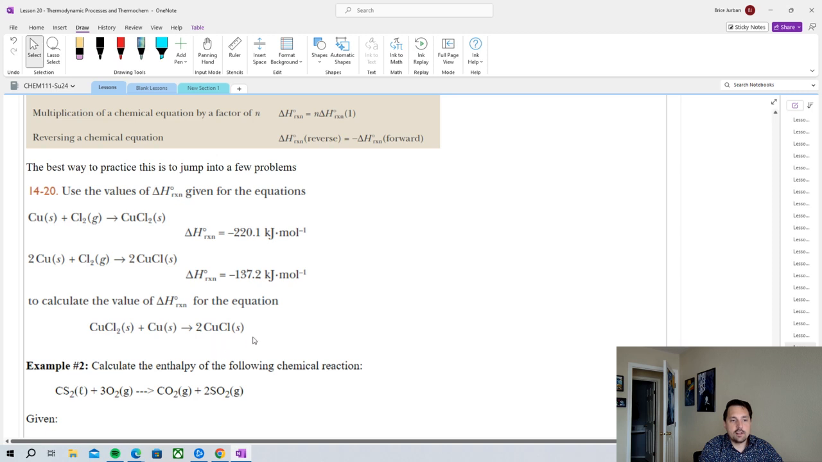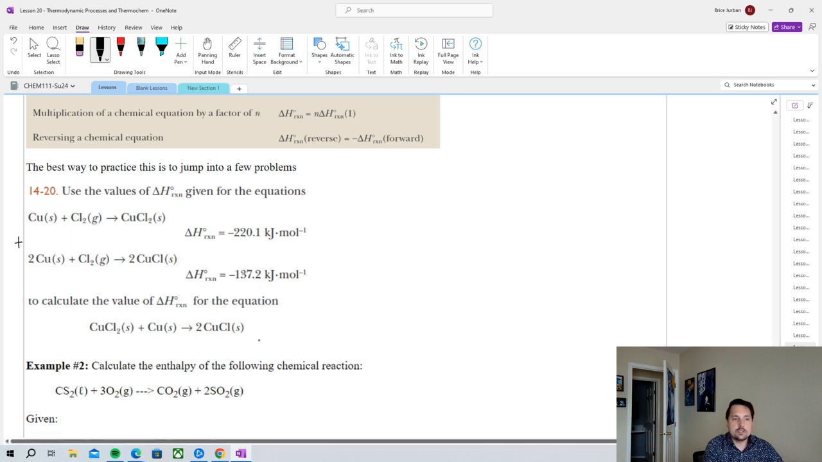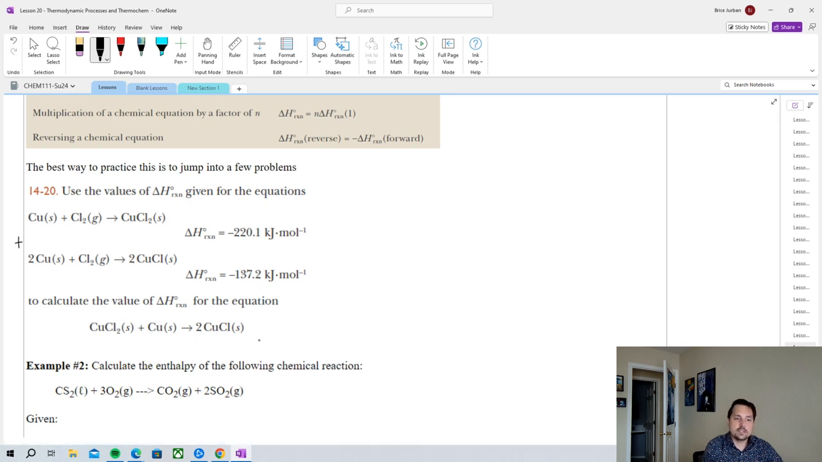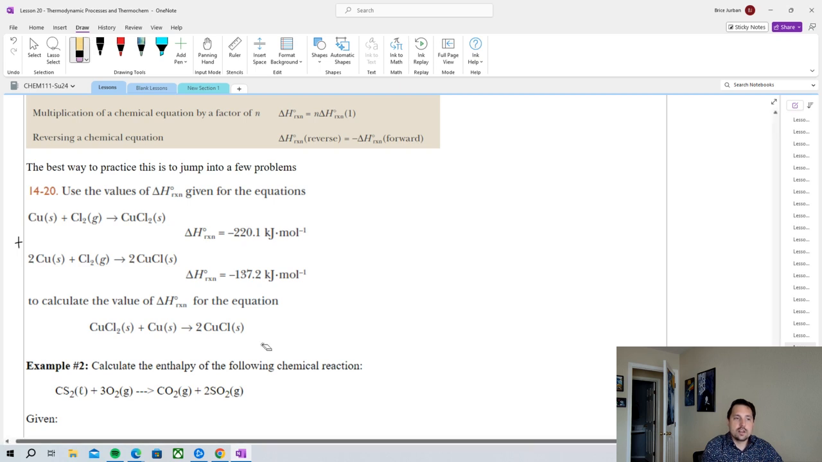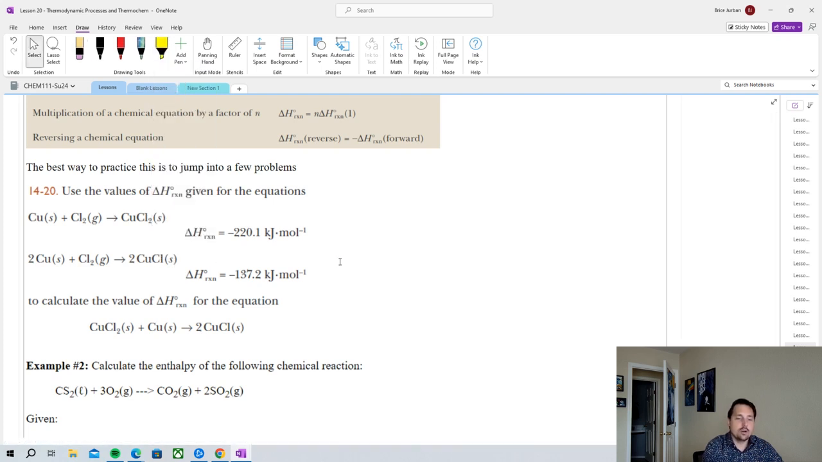Now, if I want to calculate the enthalpy of the reaction to form copper 1 chloride, starting with copper 2 chloride and copper, I can take these 2 reactions and combine them to get this new delta H value. When we add these 2 reactions together, all the reactants must sum to the reactants on the left side here, and all the products must sum to the products on the right side. As it's written, that's not going to occur. So let's do some color coordinating. That's how I typically do all these problems.